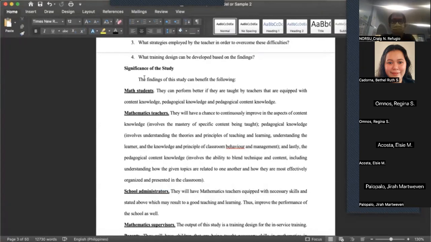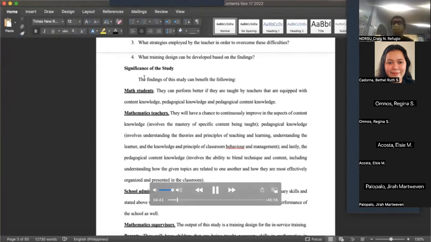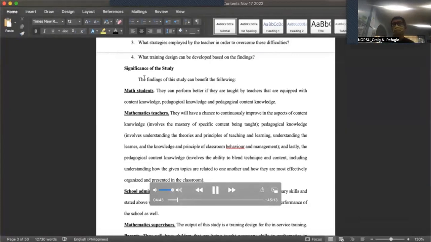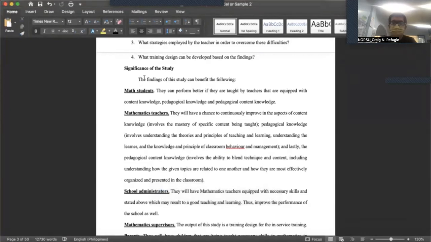So in terms of the significance of the study, you're going to state in here who are those people, what agencies, what organizations can benefit from the findings of the study. So as a researcher, you're going to look into who can benefit from the findings of the study. And once you have identified the people, the agencies, the organizations that can benefit, then you are going to mention in what way they can benefit.